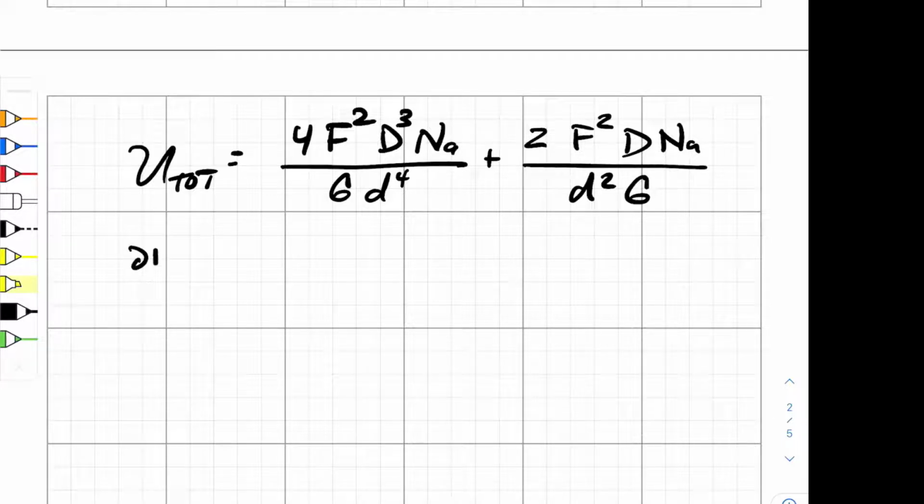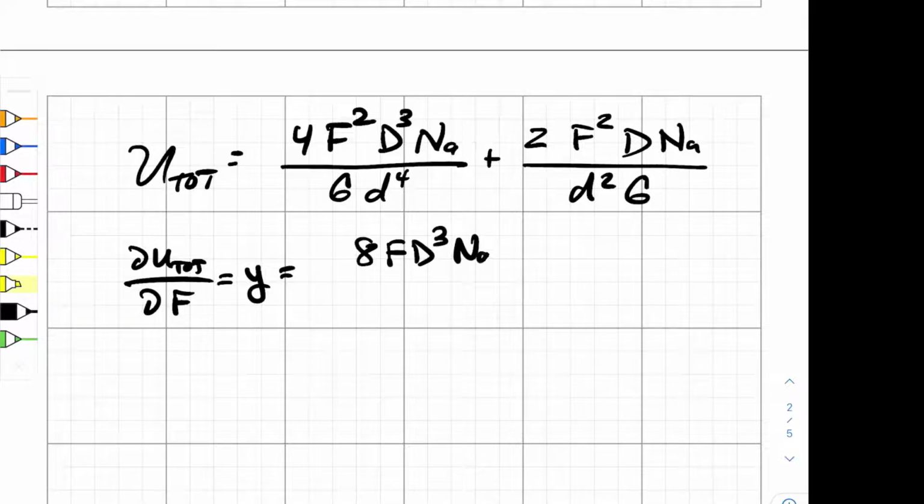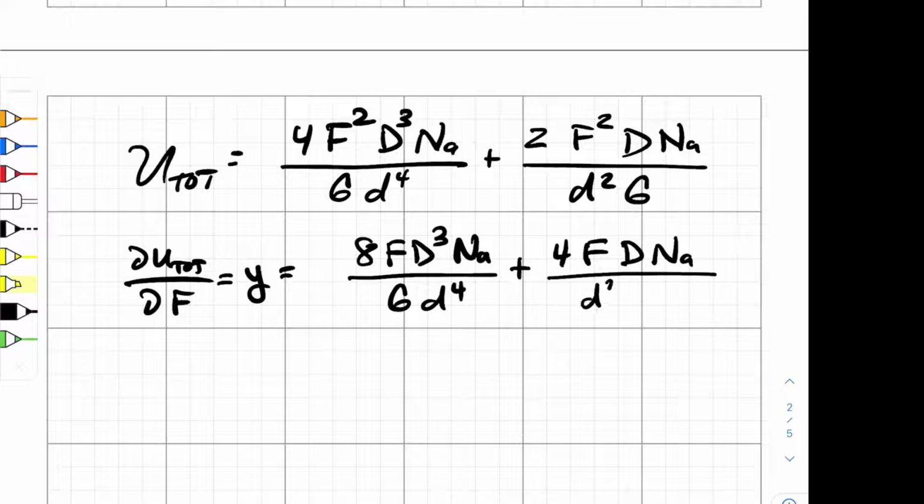If we take the partial derivative of that total energy with respect to the force F, that's going to give us the deflection of the helical coil spring in the direction of the applied force. And that is simply going to be equal to 8F d cubed times the number of active coils divided by the shear modulus times the wire diameter to the fourth power, plus 4 times the applied force times the coil diameter times the number of active coils divided by the square of the wire diameter and the shear modulus.